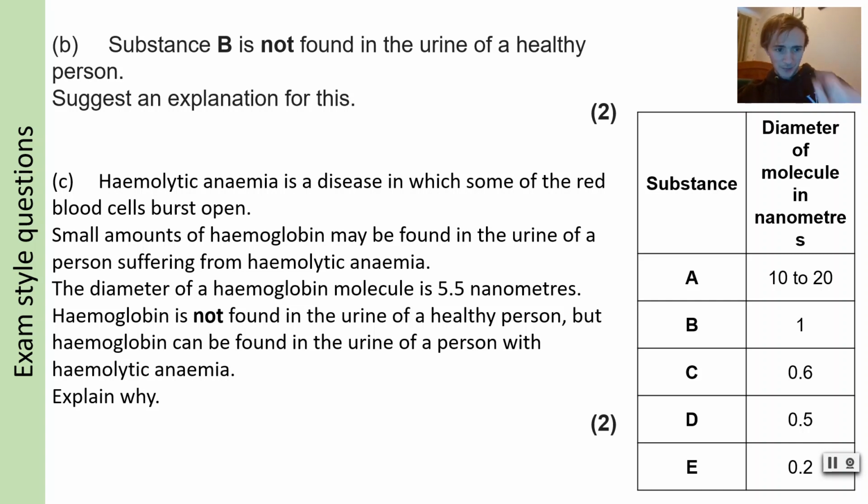C, about hemolytic anemia. Small amounts of hemoglobin may be found in the urine of a person suffering from hemolytic anemia. The diameter of a hemoglobin molecule is 5.5 nanometers. It's not found in the urine of a healthy person because hemoglobin is usually found inside red blood cells, which are much bigger. And if they're much bigger, they won't fit through the filter. But when the hemolytic anemia bursts your blood cells open, then the hemoglobin is released into the blood and on its own is able to get through the filter and into the urine.